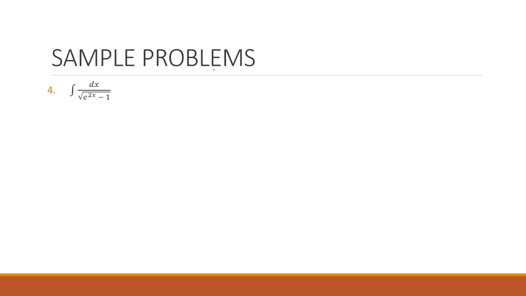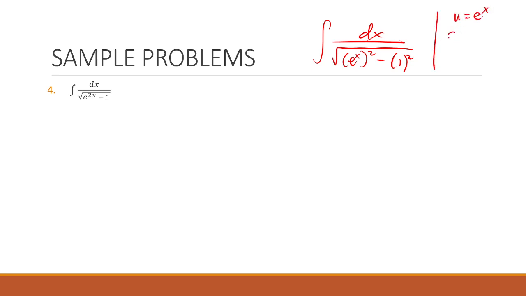So if we, for example, write this as dx divided by square root of, para ma-identify lang natin ang u and a. So e raised to 2x, it is a perfect square expression. It can be written as e raised to x, squared, minus, of course, 1 is 1 squared. Okay? Therefore, u is e raised to x. And du, of course, is just e raised to x dx. Okay? And a is 1.